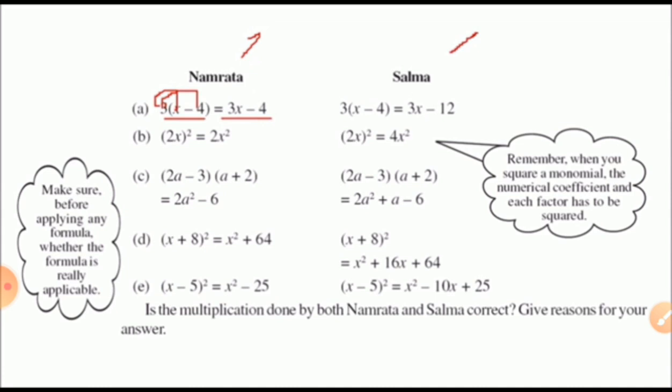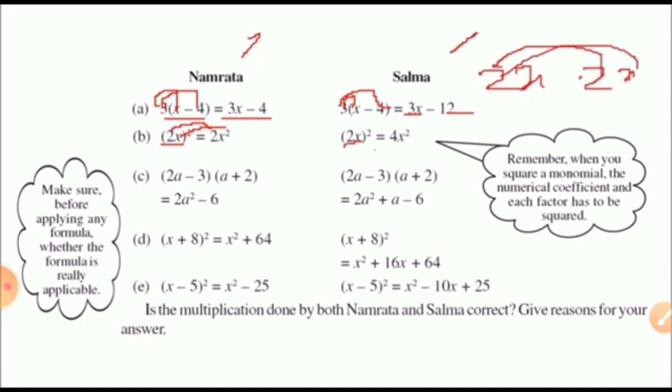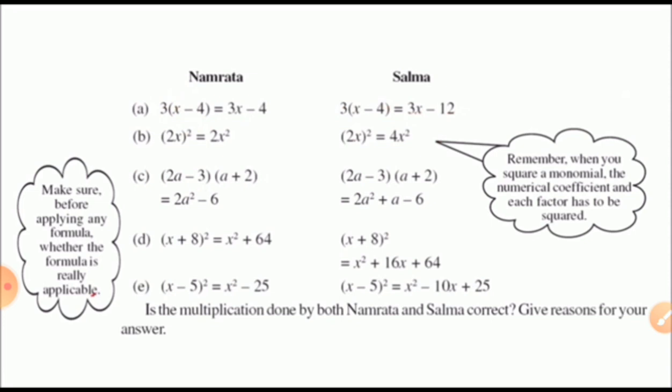Salma's answer is right. 2x square is equal to 2x square? No, 2x square, that is 4x square. 2 is multiplied with 2 and x multiplied with x. 2 twos are 4 and x square. C: 2a minus 3 into a plus 2. Directly don't say 2a square minus 6. You have to multiply and finalize the answer: 2a square plus a minus 6.